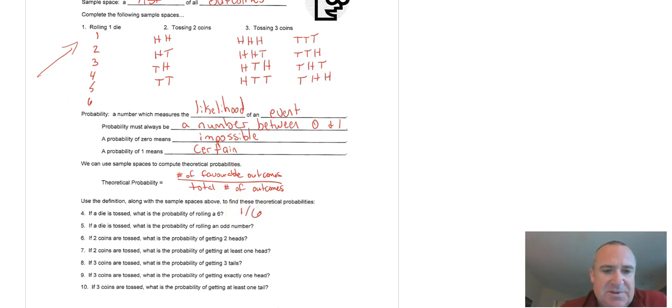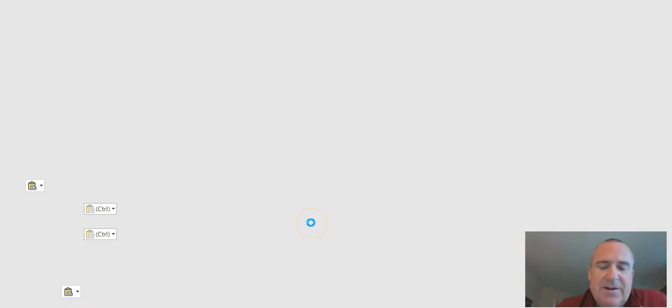If a die is tossed, what's the probability of rolling an odd number? So again, we look up here, and odd numbers would be one, two, three. So there's three of those, so three out of six. Now, generally, when you get a fraction, you do want to reduce it, so we could reduce it to one half. However, I would not count off if you didn't reduce it to one half, because 3/6 means the same thing as one half, so that's fine too.